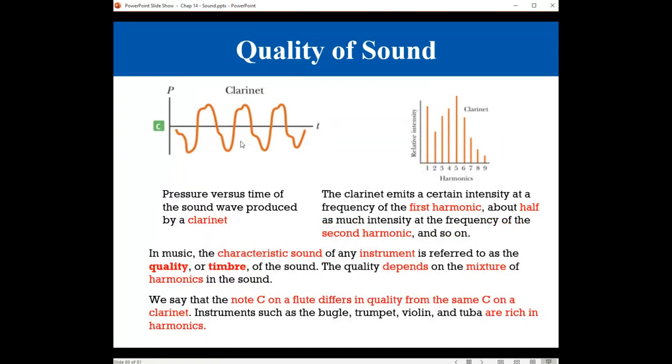Another example, the clarinet here at the same frequency. Again, you have this pattern for the intensities of various harmonics that interfere together and determine the quality of sound generated by the clarinet.